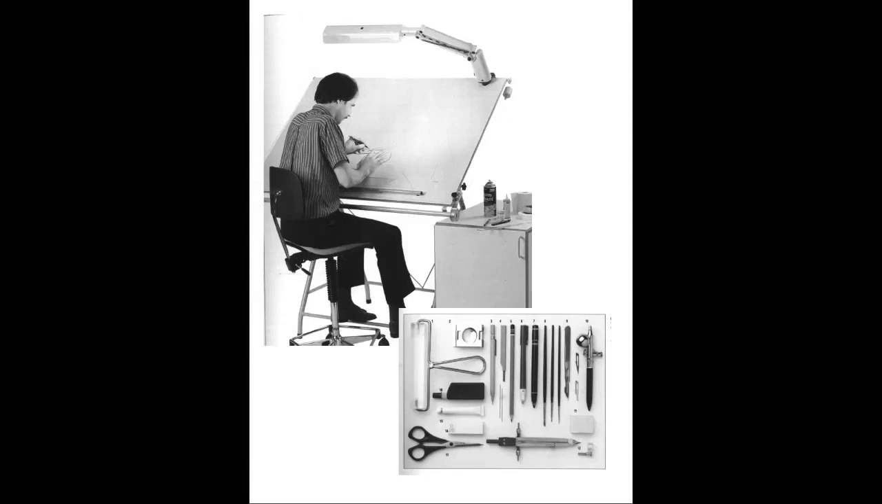This is the designer of that period, sitting at a drafting table. He has a variety of tools that allow him to bring together the type from the type shop and the art from the illustrator, photos from the photographer, and put them all together into an artboard that tells the printer how to print that design.